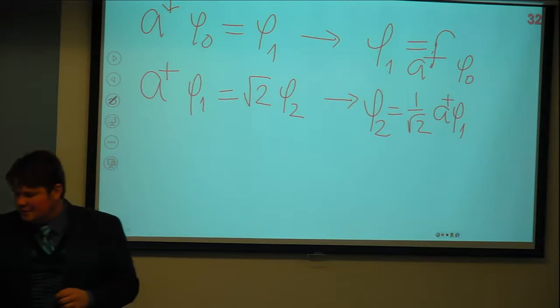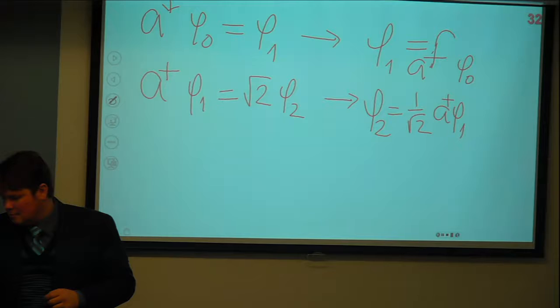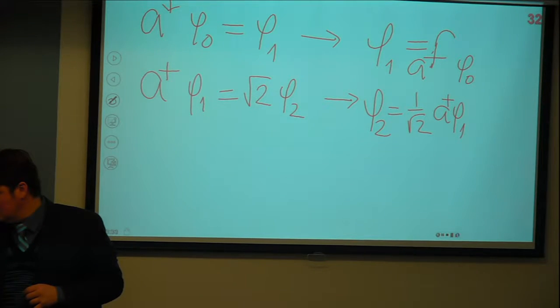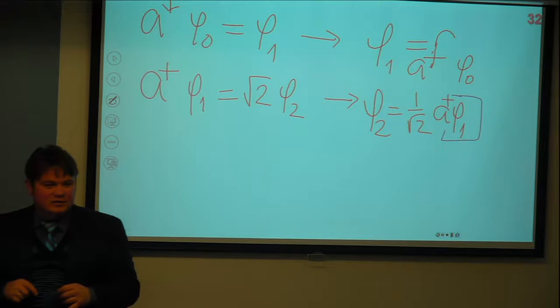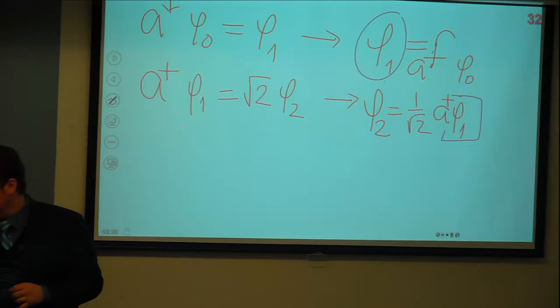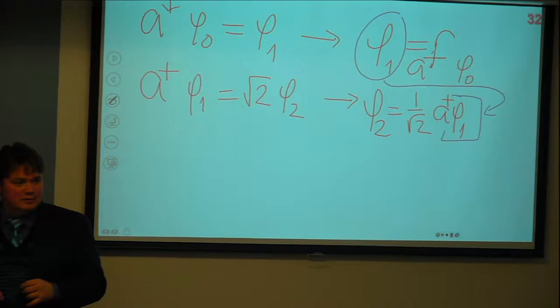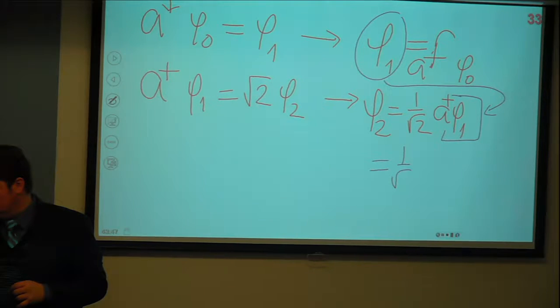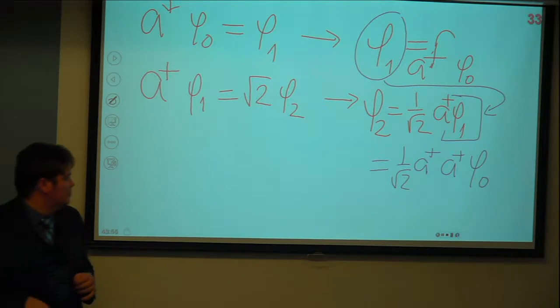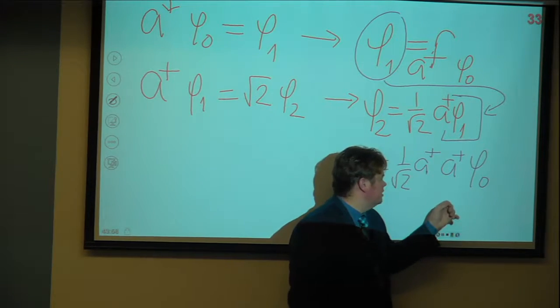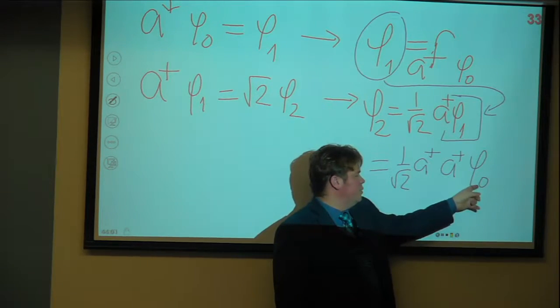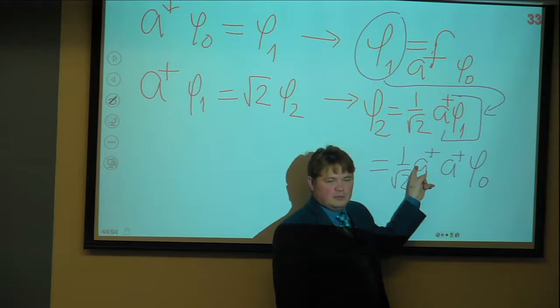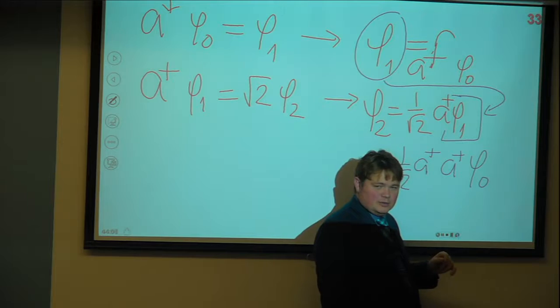But what is the first state? What is the first eigenstate? It's this one. You can plug in, right? So it will be 1 over square root 2, a dagger, and then instead of the first state we write a dagger phi 0, which can be interpreted as going one step up from the ground state and going one step more. So just climbing two steps.